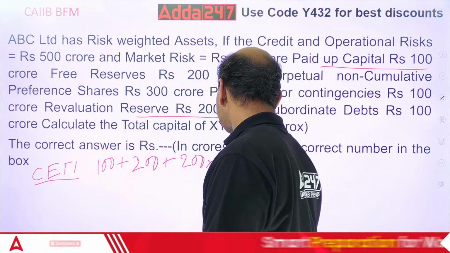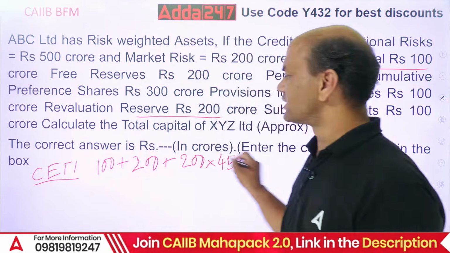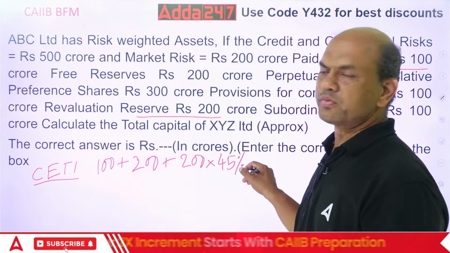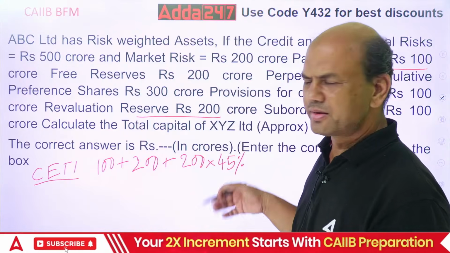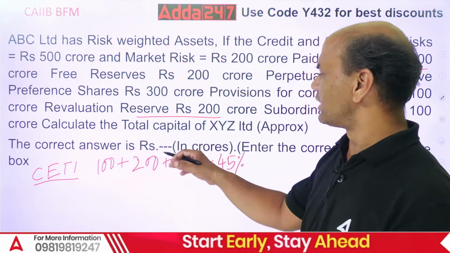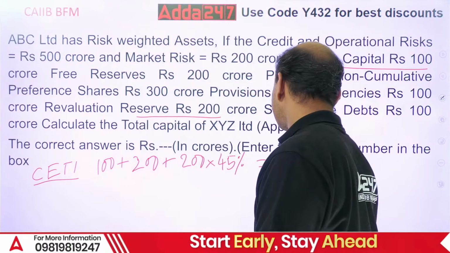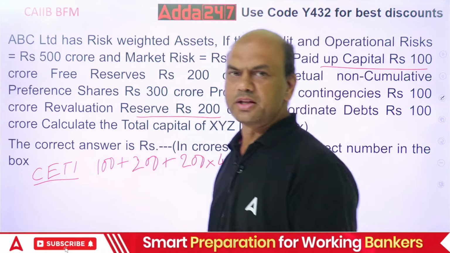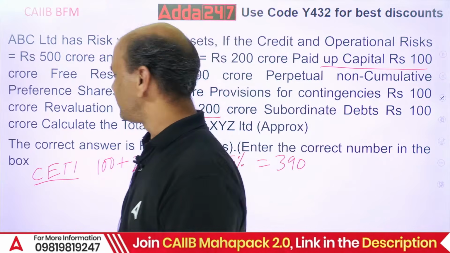So solve this. 100 plus 200 plus 200 into 45% means 90, right? So 300, 390. This will be your CET1.